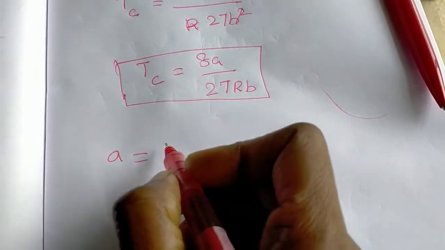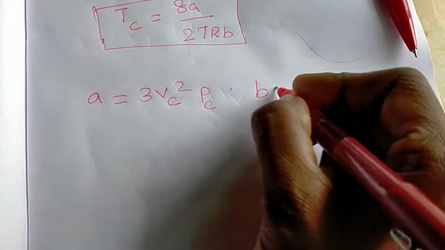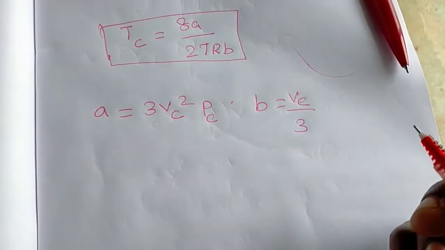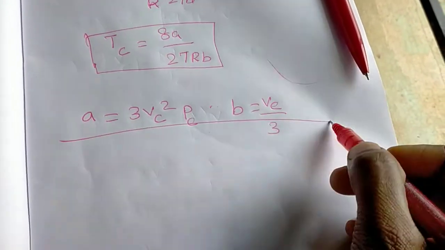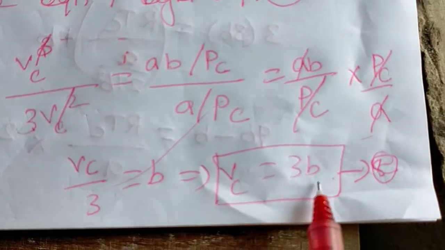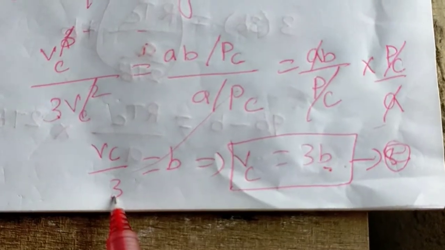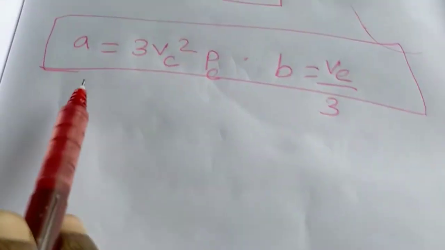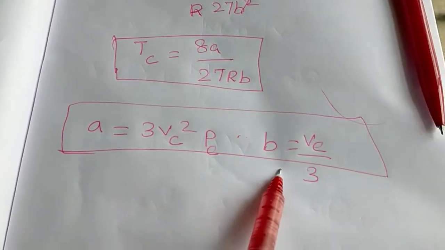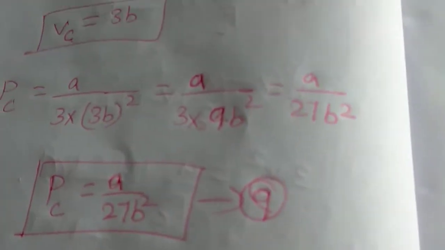A is equal to 3VC square PC and B is equal to VC divided by 3. How do we find this A and B? From equation 6 and 8. So VC is equal to 3B. You can easily find B, that is VC divided by 3. That is B. So you find the value for the van der Waals constants and also the critical constants TC, PC and VC.